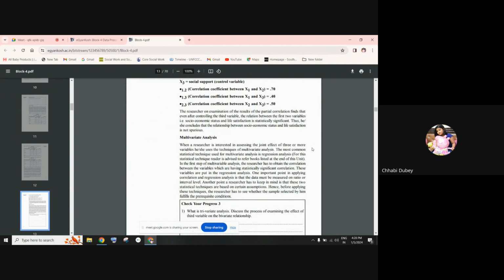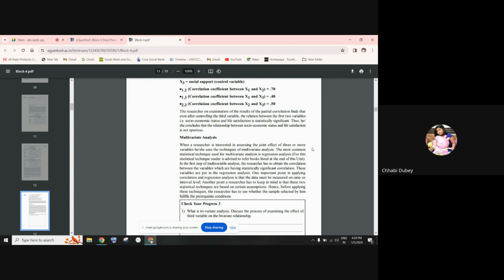Now, after this comes a multivariate analysis. Multivariate, as the name suggests, is based on multiple variables. Whenever there are three or more variables in question, then we have to use a technique of multivariate analysis. And here, the most important statistical technique that we use for multivariate analysis is what is known as regression analysis. Regression analysis is all about how much the data is regressing from the mean.